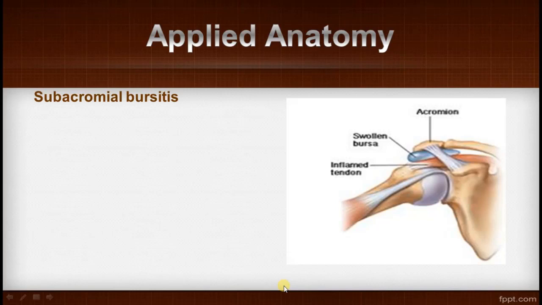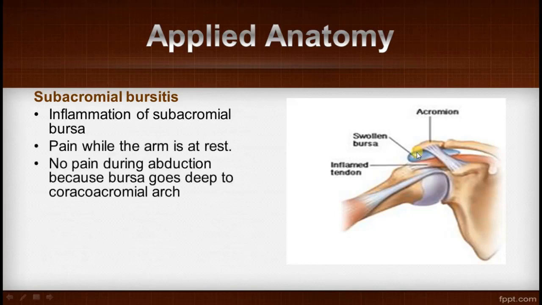The first aspect will be subacromial bursitis. We have already discussed this subacromial bursa, which is present below the coracoacromial arch. Now, if this bursa is inflamed, then naturally you will have pain while the arm is at rest or when you are not performing any shoulder movements, because the bursa will be out of the acromial arch. When you abduct, the pain disappears because the bursa escapes deep beneath the subacromial arch.